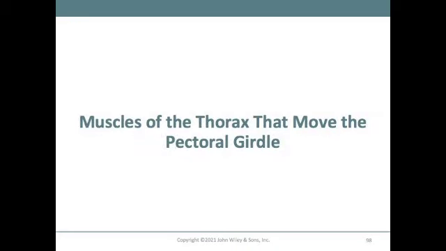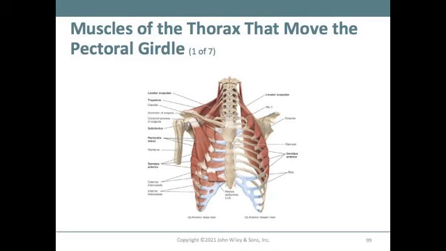Muscles of the thorax that move the pectoral girdle. And this starts on page 375. And remember, the pectoral girdle is how the axial skeleton and the appendicular skeleton are articulated, or are connecting together. So this is figure 11.14 on page 377.